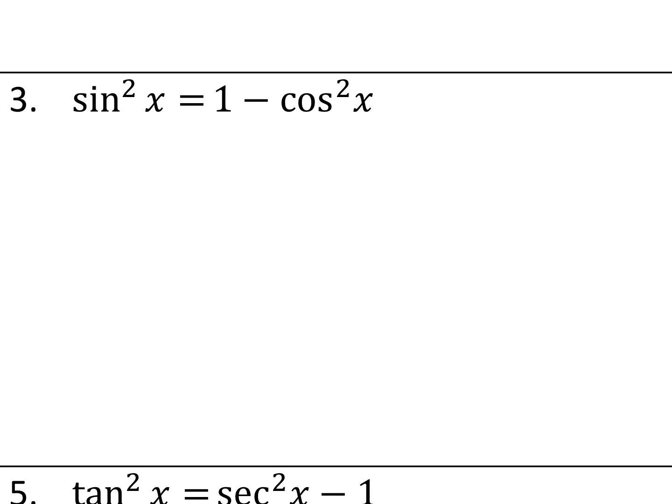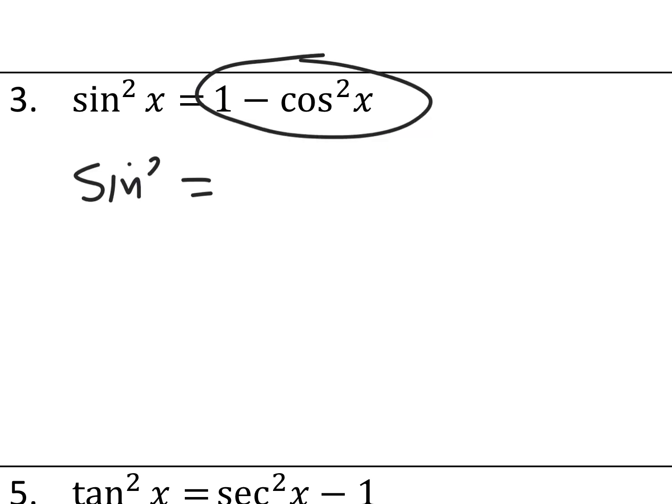Now, this is not on the sheet. There's nothing on the sheet that says exactly that. Okay, so now we have to actually think. So what's the more complicated side? Sine squared or 1 minus cosine squared? Well, I'd say this is a little more complicated, so we'll mess with that side, and we'll leave this sine squared alone all the way to the end.